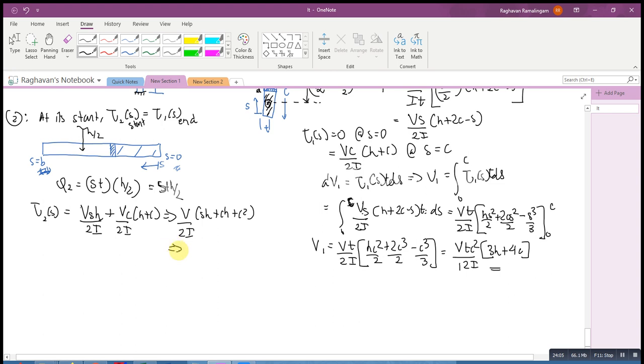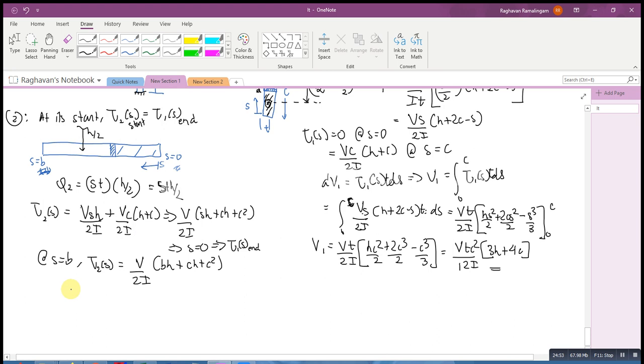Of course, if I set s equal to 0 in this, I will get the same as what I got over here, the same as tau 1 of s. And at s equal to b, at this location, I get tau 2 of s equals V by 2I times (bh plus ch plus c squared), just substituting b in place of s.